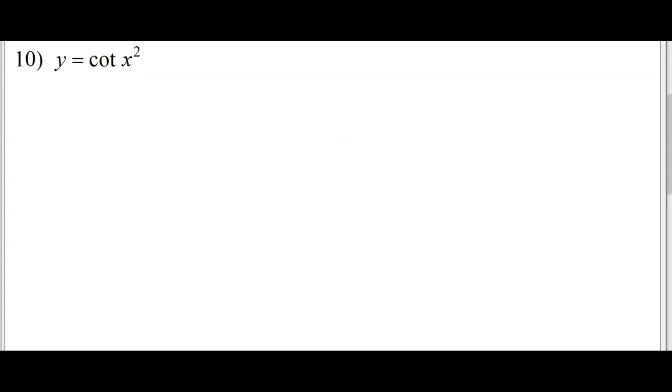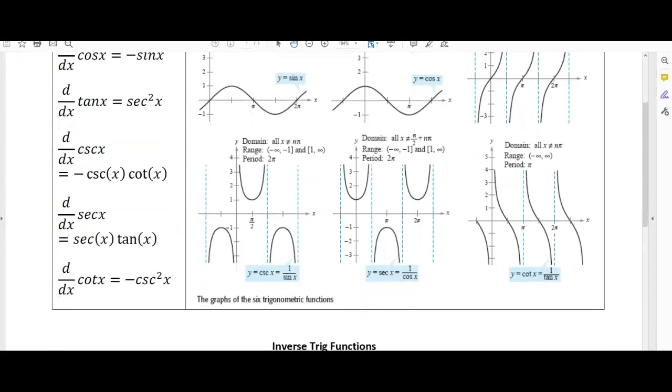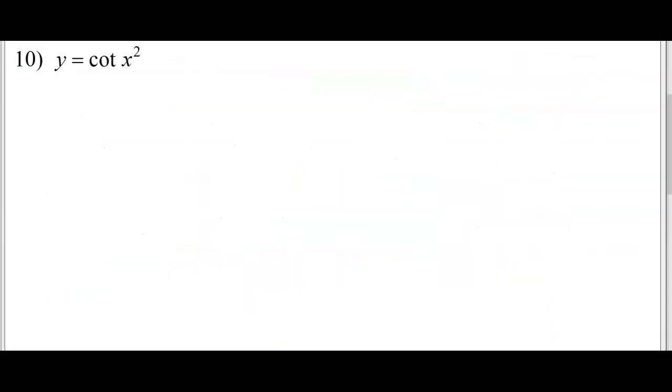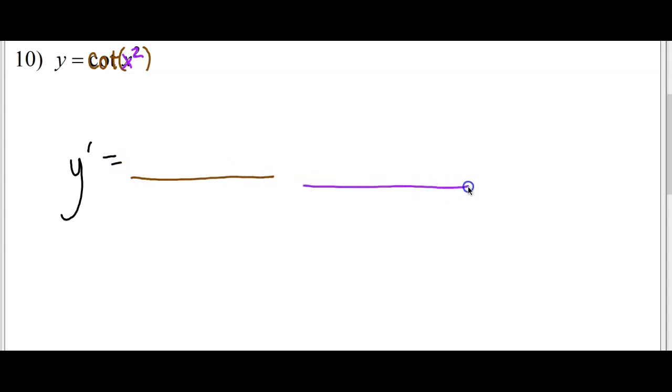Let's do number 10. Okay, now we're looking at a cotangent problem. So we're going to go back to our handy-dandy sheet here. We're going to look at what is the derivative of cotangent. And it's right down here. The derivative of cotangent is negative cosecant squared. So let's go ahead and revisit our problem here. My outside function is the cotangent. My inside function is the x squared. And my goal here is to find the derivative of that function by doing the derivative of the outside multiplied by the derivative of the inside.